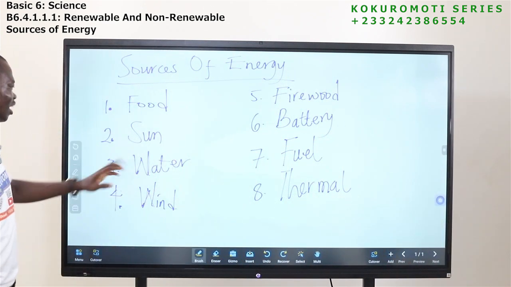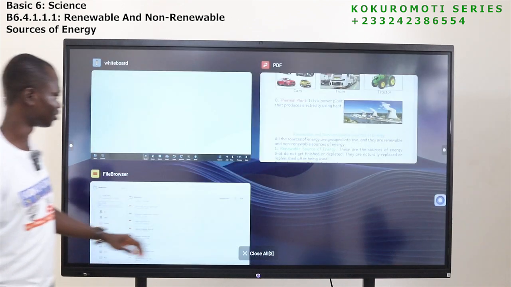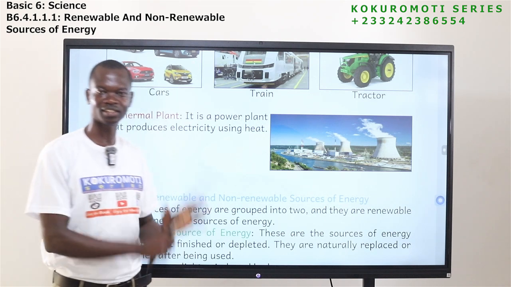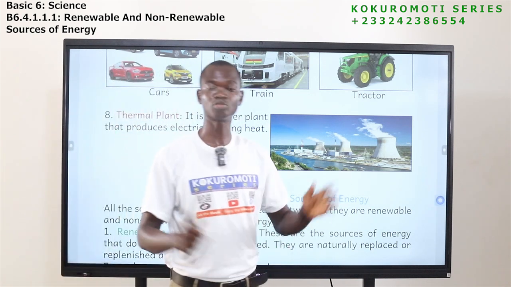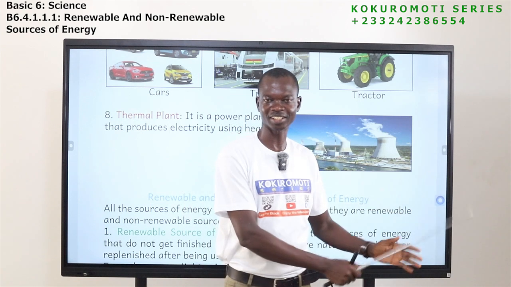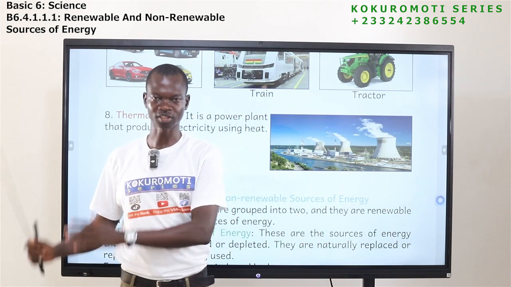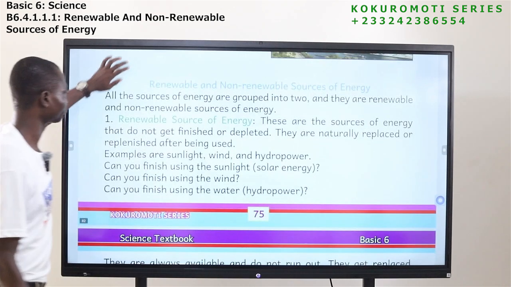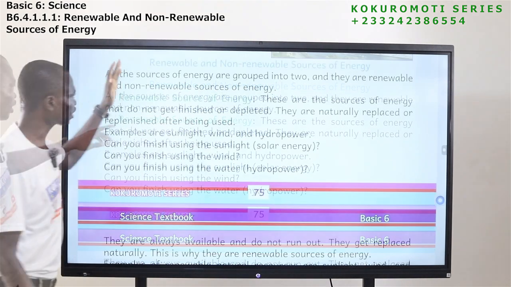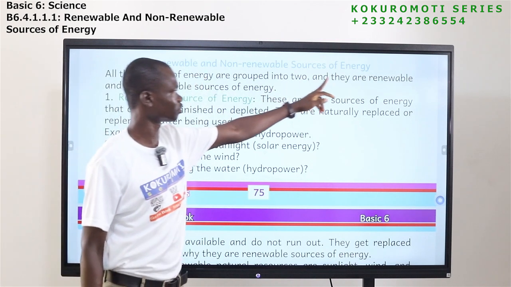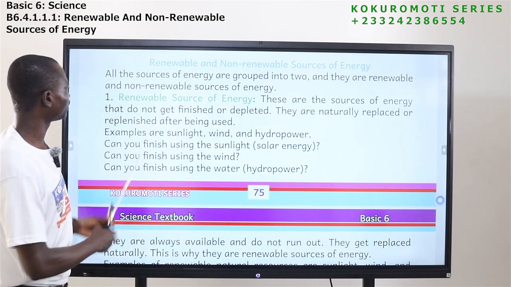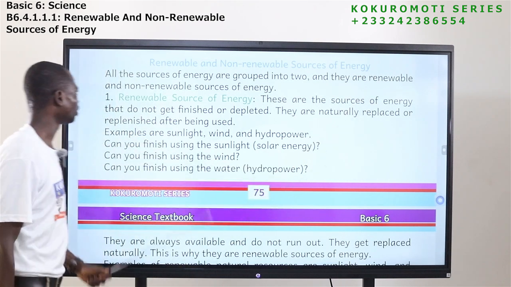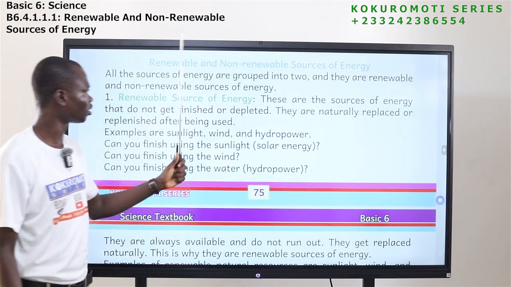Now let's go back. I'll leave this one here, then we'll continue, don't worry. Now, the sources of energy that we have just seen, we are going to group them into 2: renewable sources of energy and non-renewable sources of energy. So what is non-renewable sources of energy? Let's look at it. All the sources of energy are grouped into 2, and they are renewable and non-renewable sources of energy.